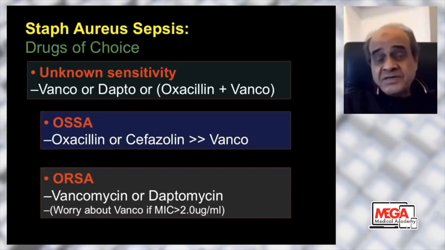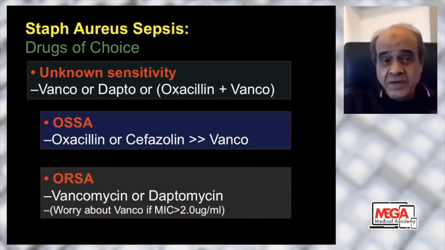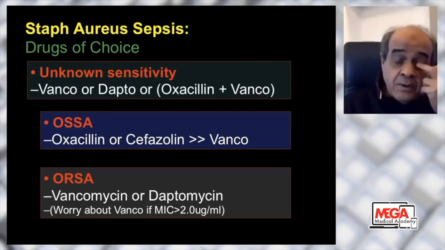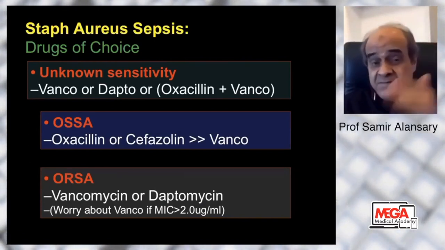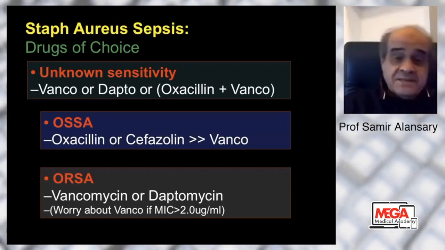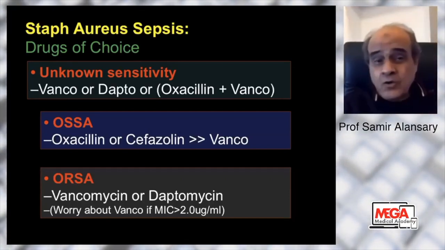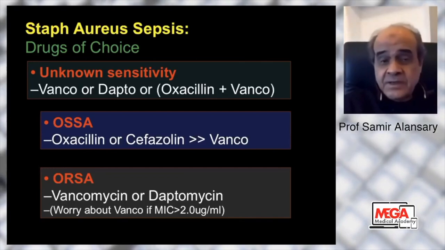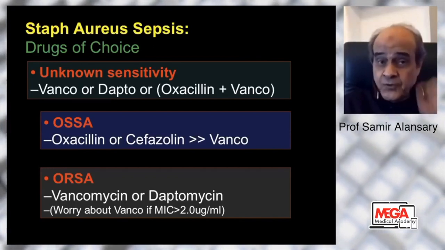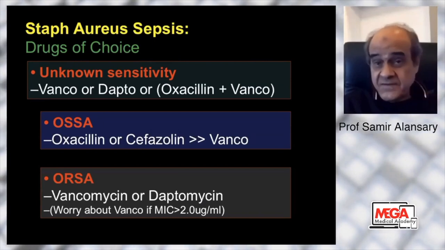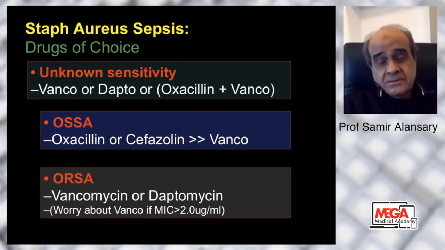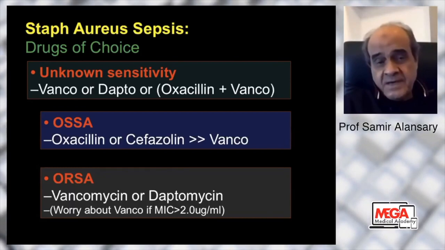Suppose your patient is suffering from sepsis with Staph aureus and you don't know whether it is methicillin-sensitive or methicillin-resistant. Which drug do you use, vancomycin or daptomycin, or oxacillin only? If you don't know the organism, but you just know it is a staph infection or staph sepsis, you have to give vancomycin or daptomycin.